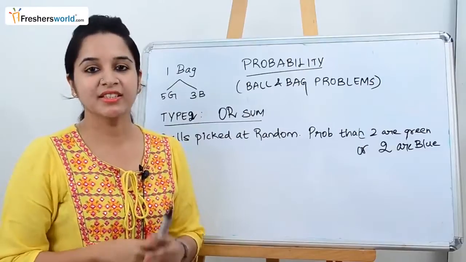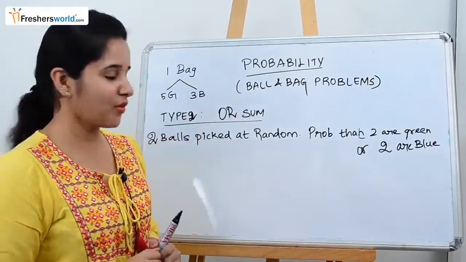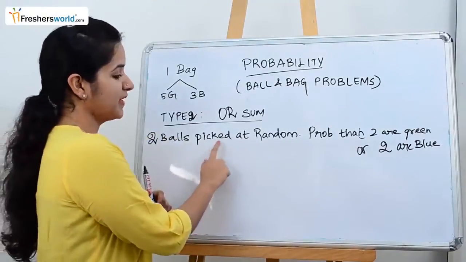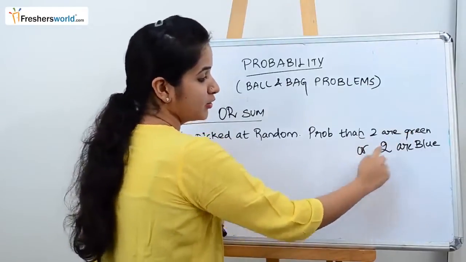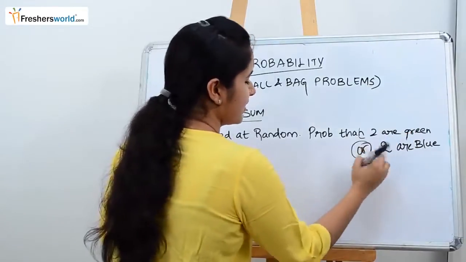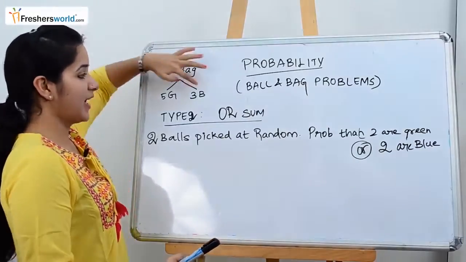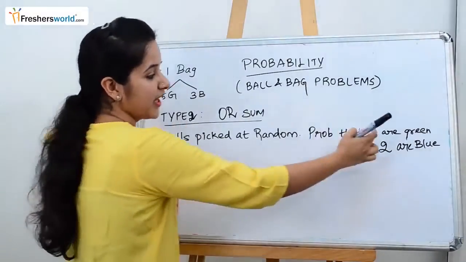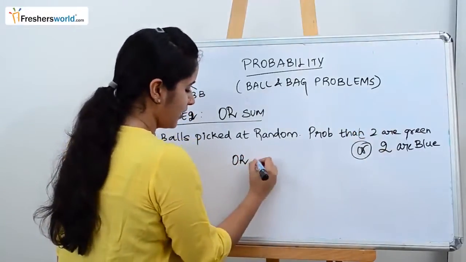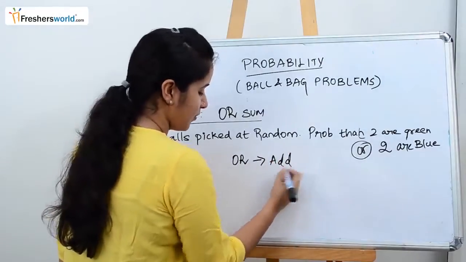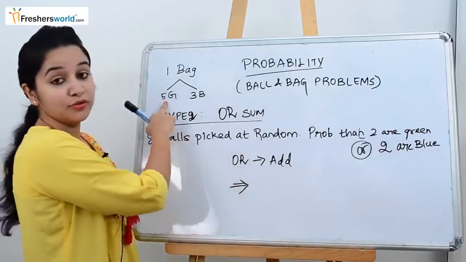So let's get started with the type 2 sum. Type 2 is the OR sum. The question that you have got is, two balls are picked at random. Probability that 2 are green or 2 are blue. Remember the catchword. So the overall question is, a bag has 5 green and 3 blue balls, out of which either 2 are green or 2 are blue. Immediately when you find the word OR, add it. So the answer will come as, you have to choose 2 green balls out of 5 green balls.